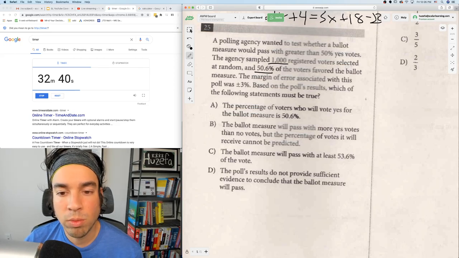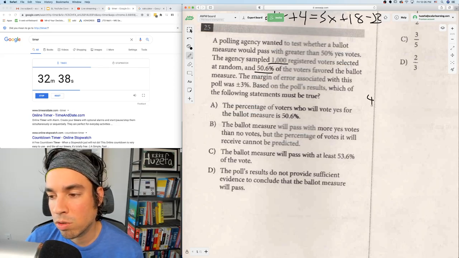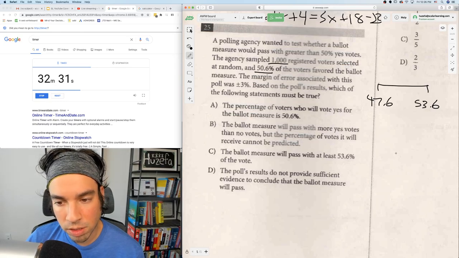The margin of error associated with this poll was plus or minus 3, which means it could go as low as 47.6, as high as 53.6. Based on the poll's results, that's the margin of error. Based on the poll's results, which of the following statements must be true?